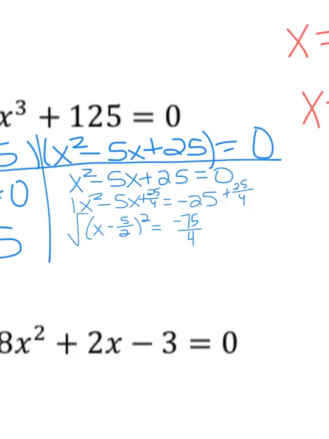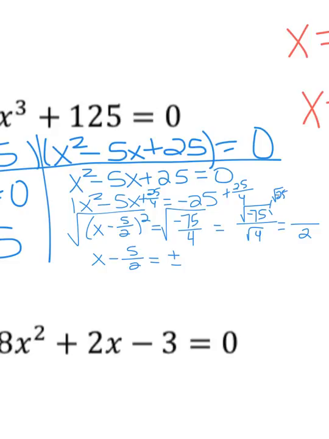And then when I go to take the square root, x minus 5 over 2 equals plus and minus. So remember, this is the square root of negative 75 divided by the square root of 4. The square root of 4 is 2. 75 is 25, well, negative 25, times 3. So it's going to be 5i square root of 3 over 2. So x minus 5 over 2 equals plus or minus 5i square root of 3 over 2.